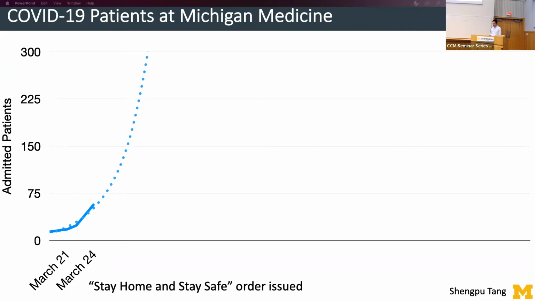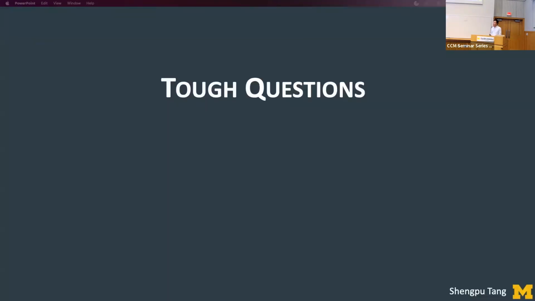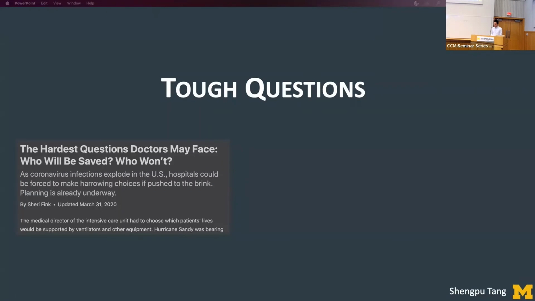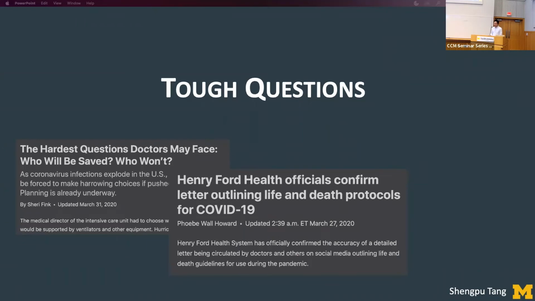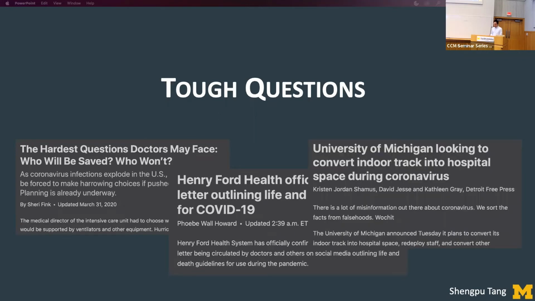On March 24th, the governor of Michigan issued the stay-at-home order, and the university transitioned into being fully remote on March 26th. This exponential increase, combined with the lack of tools and potential shortage of resources, led to tough questions. When hospitals are at capacity and run out of beds, they need to decide which patients to admit and which patients to send home. At Michigan, hospital leadership began to explore converting an indoor track into a field hospital to meet the increasing demand.